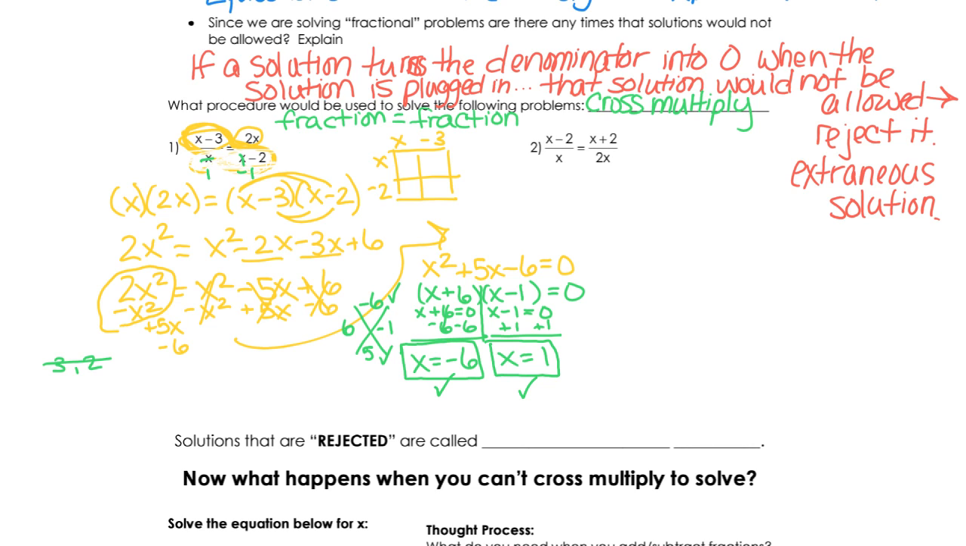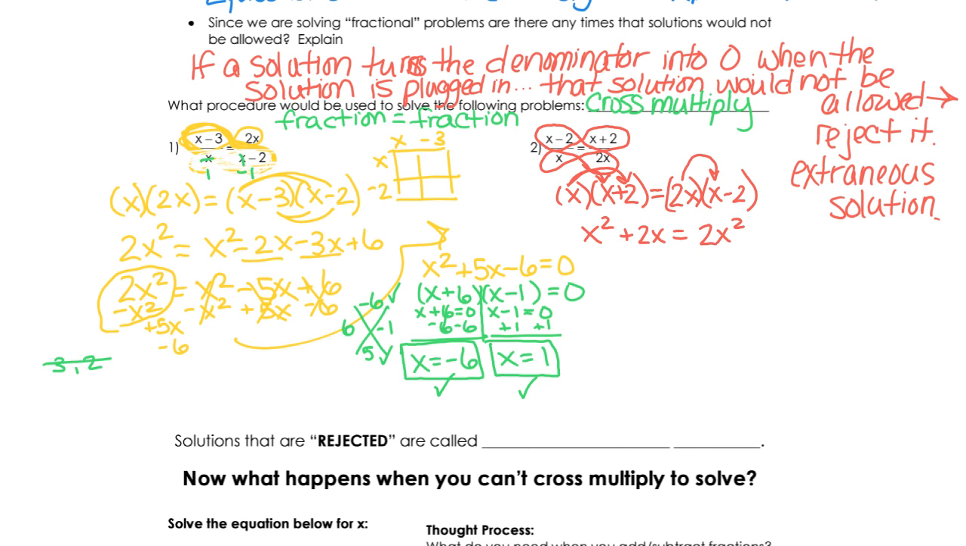Okay, let's try another example. Again, we have a fraction equal to a fraction, and so we're allowed to do something called cross multiply. So we get this cross equal to that cross. So we would have an x times an x plus 2 equal to a 2x times an x minus 2. Okay, here we just have single distribution. X times x is x squared, and x times 2 is 2x. Equal to, single distribution here as well, 2x times x is 2x squared, and 2x times -2 is -4x.